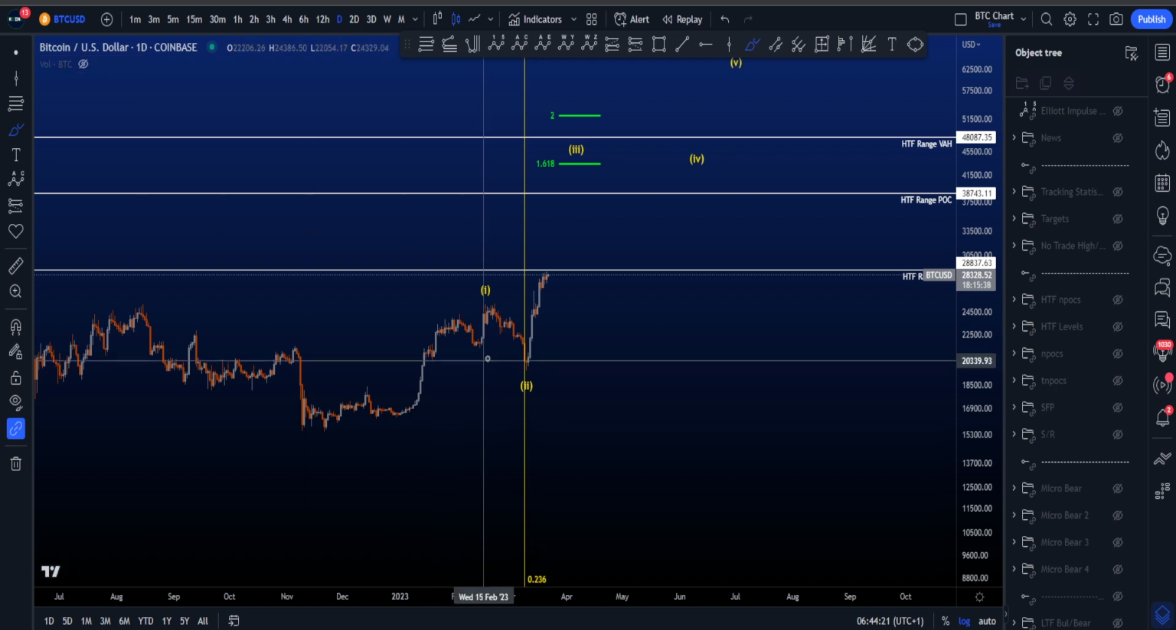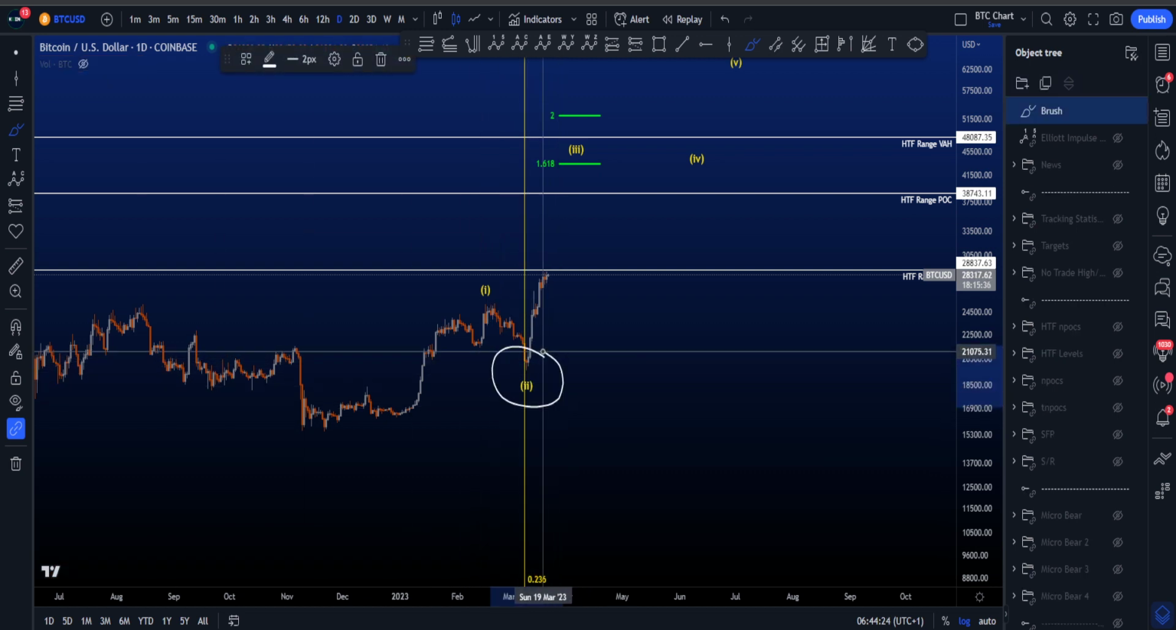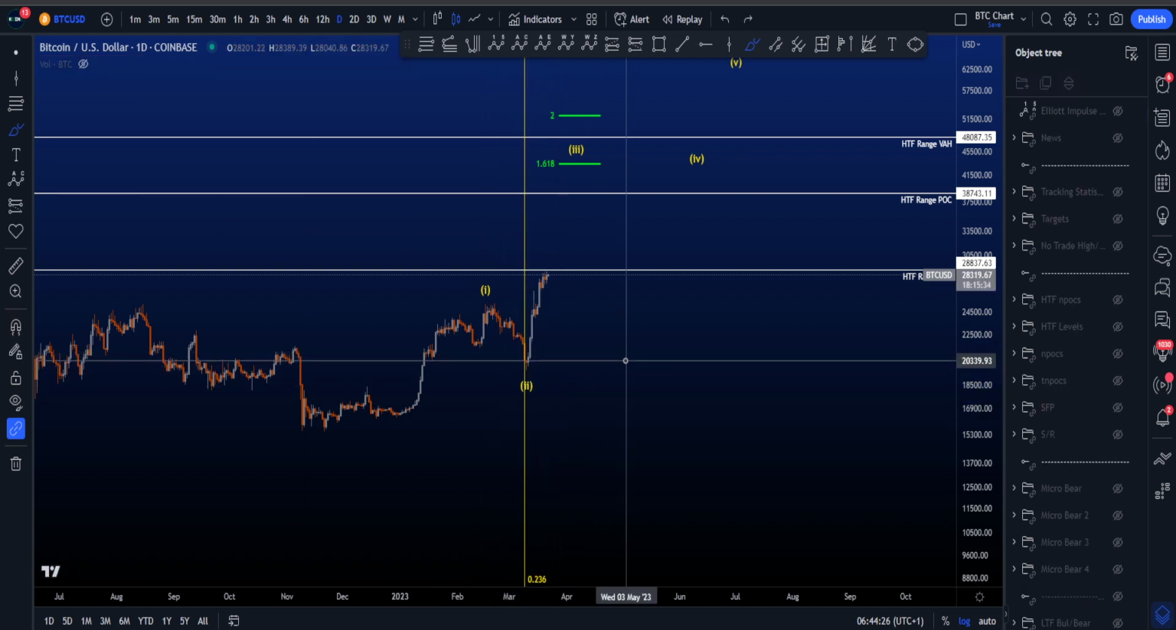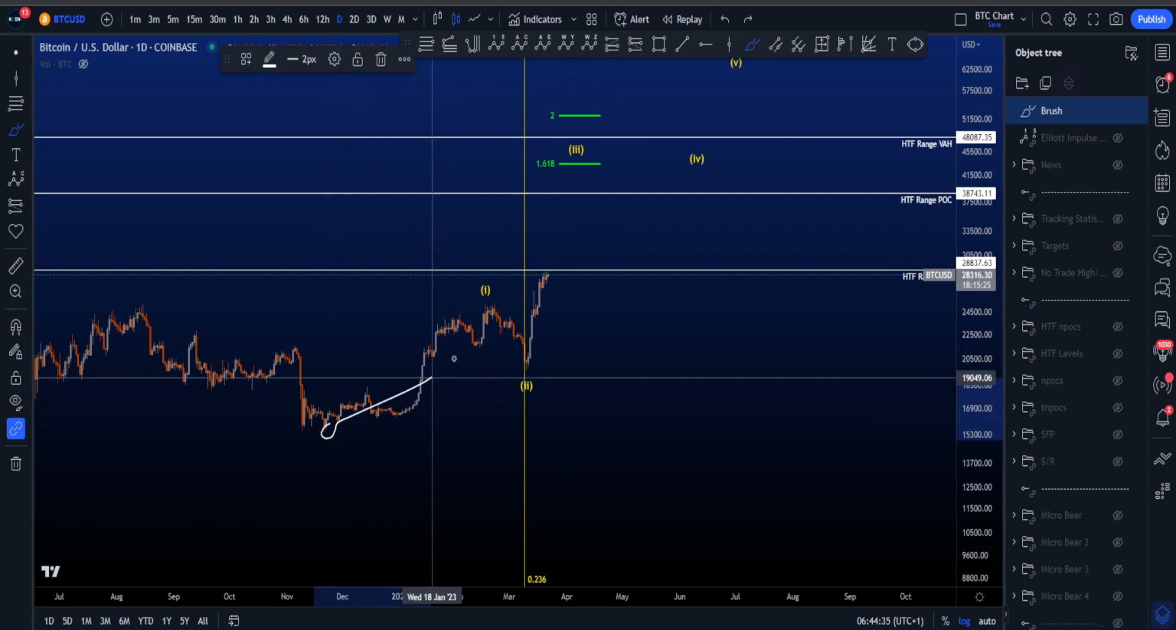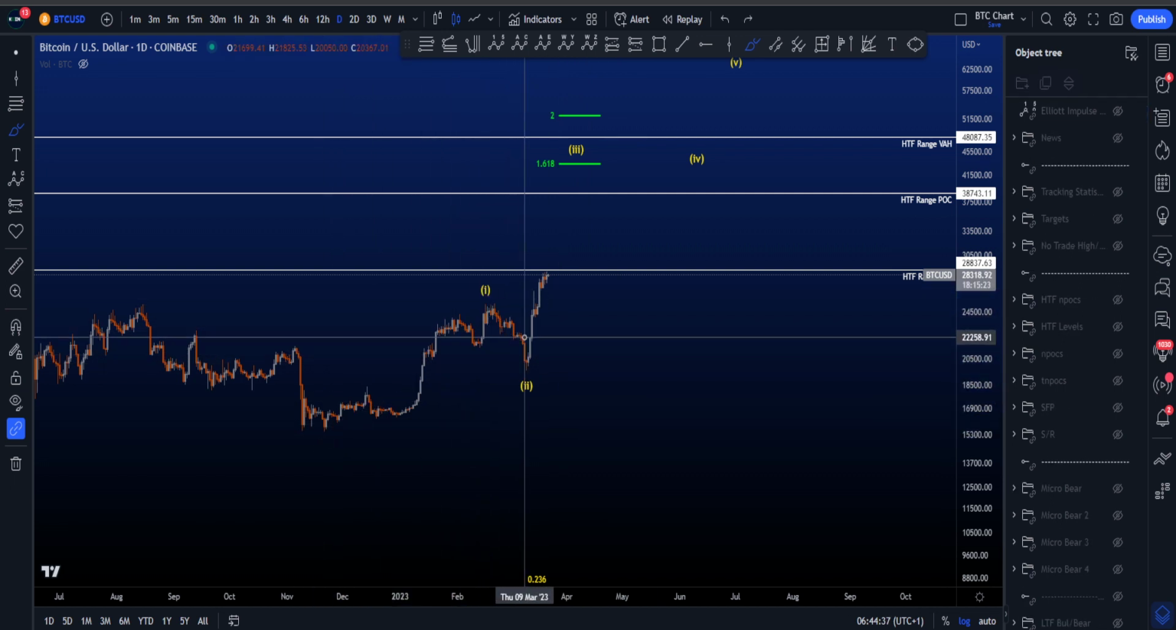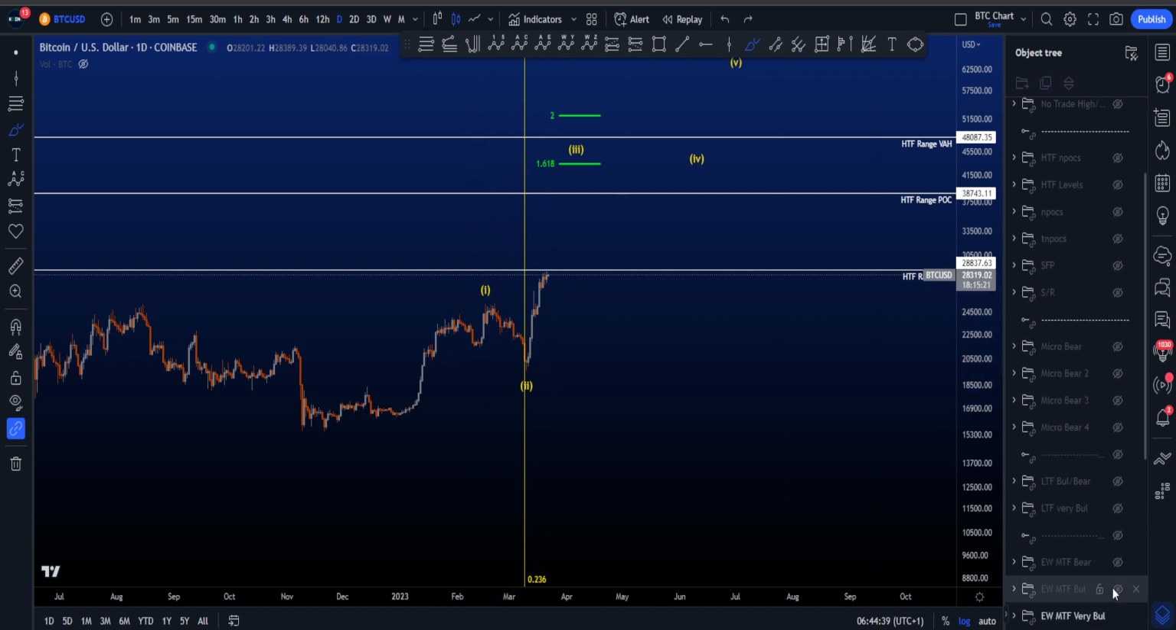What I don't like about this scenario, however, is that wave 2 was so ridiculously short. It hit the 0.236, which is incredibly rare. I'm not even sure if I've ever seen it. Usually it at least hits the 0.382 fib, taken from the low of wave 1 to the high of wave 1. So I'm not necessarily a fan of this scenario at the moment.